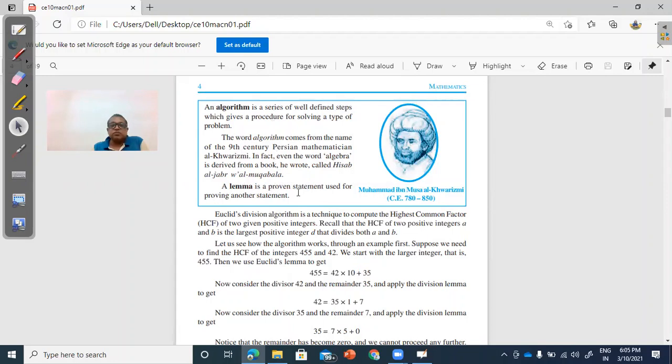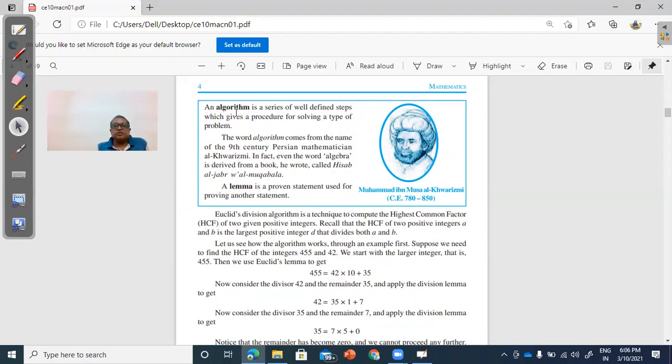A lemma is a proven statement used for proving another statement. So you have a statement which is already proved, and you're using it to prove something else. That is called a lemma. A proven statement, you don't have to prove it, it's already proved, and you're using that to prove another statement. That is an example of a lemma.